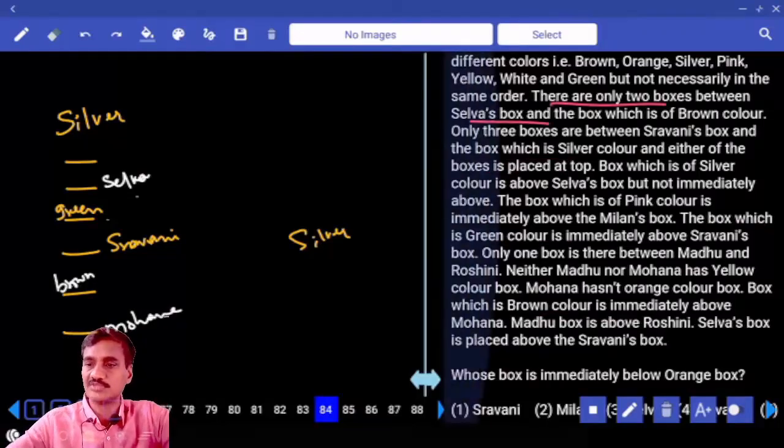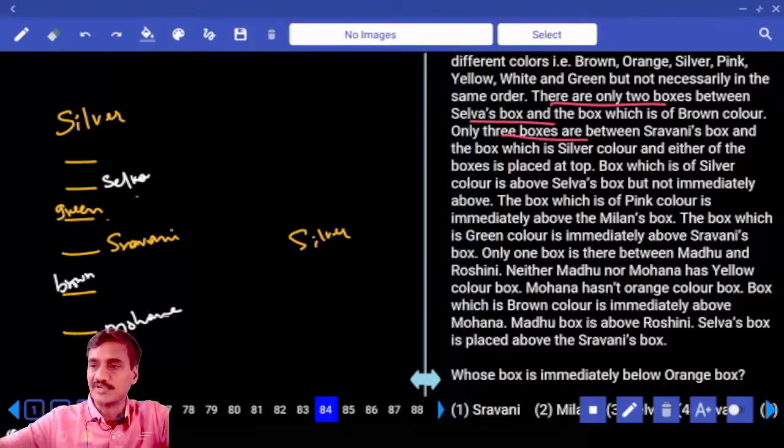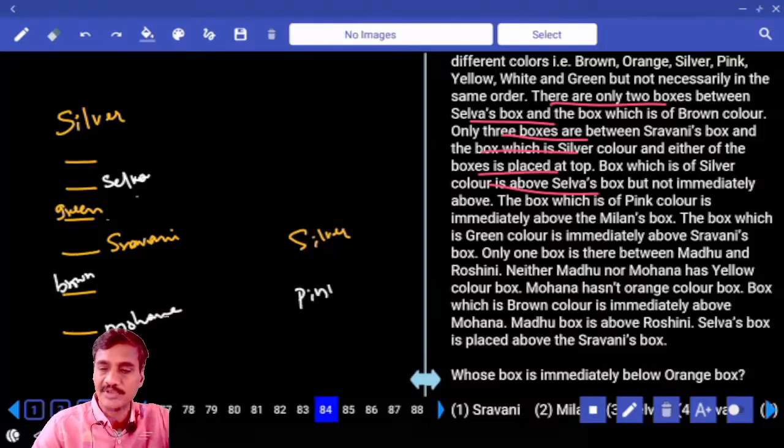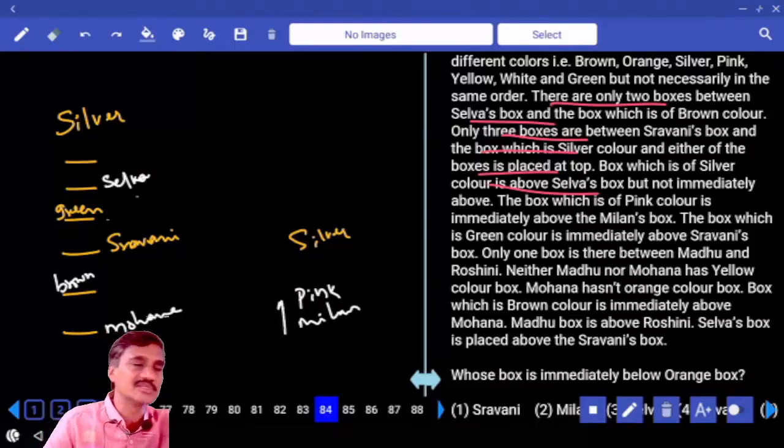There are only 2 boxes between Selva and brown, and 3 between Shravani and silver, and either of these 2, one is placed at the top, and the box which is silver is above Selva, but not immediately above. And next one, the box which is pink color is immediately above this melon. Okay, pink is immediately above this melon's box. Now pink and melon must be adjacent to each other.